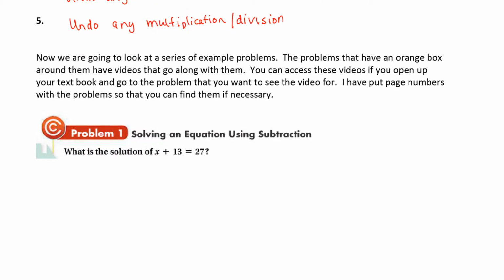Our first problem that we're going to look at is an equation that uses subtraction. I have x plus 13 equals 27. If I look at my steps, there are no fractions or decimals to clear. There are no parentheses. There are no like terms to combine. So I would look to undo any addition or subtraction. Since I have plus 13, I'm going to undo it by subtracting 13 from each side. So I end up with x equals 14.